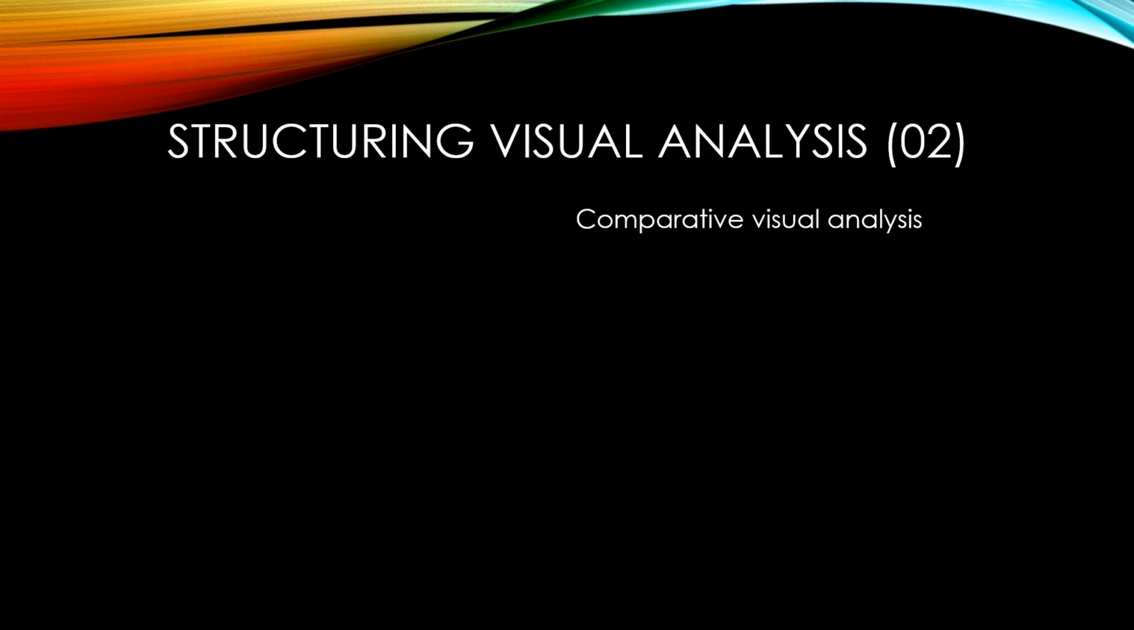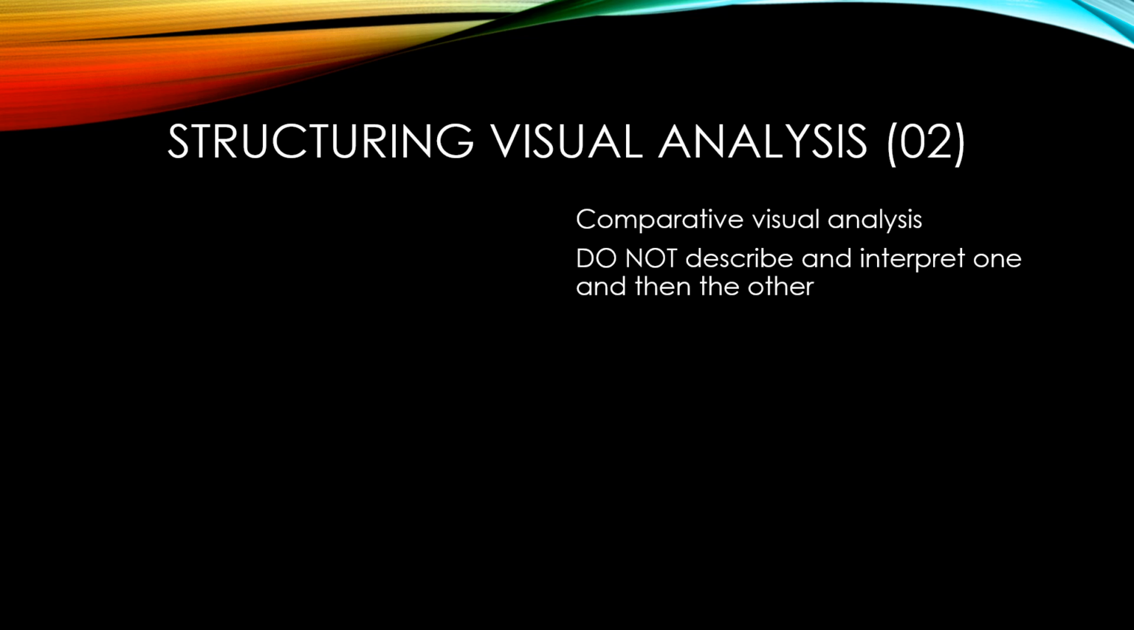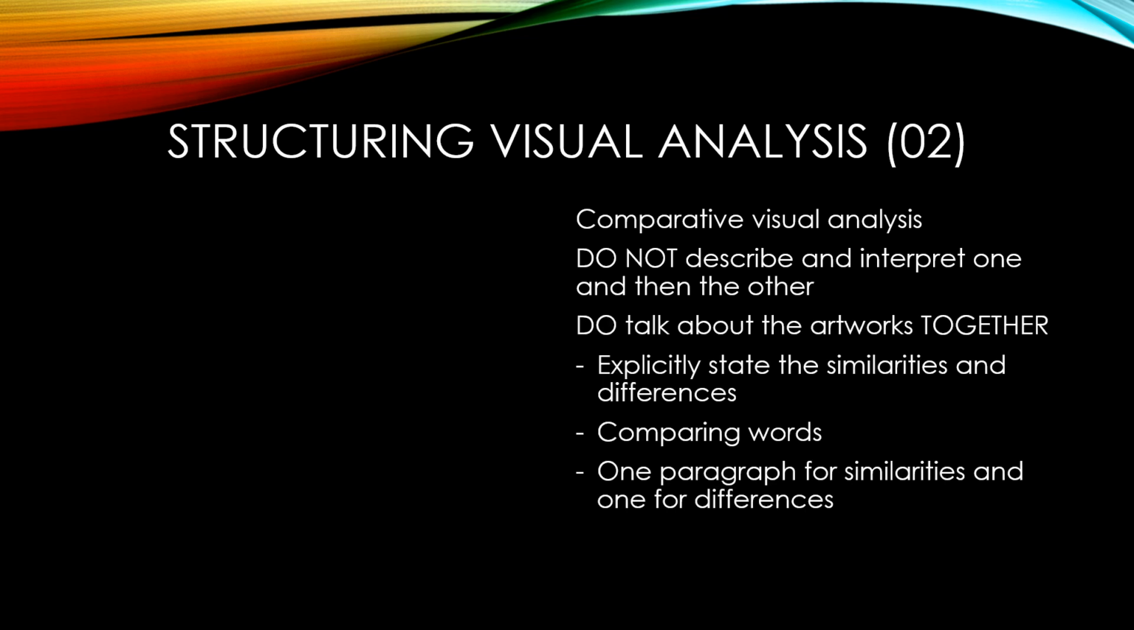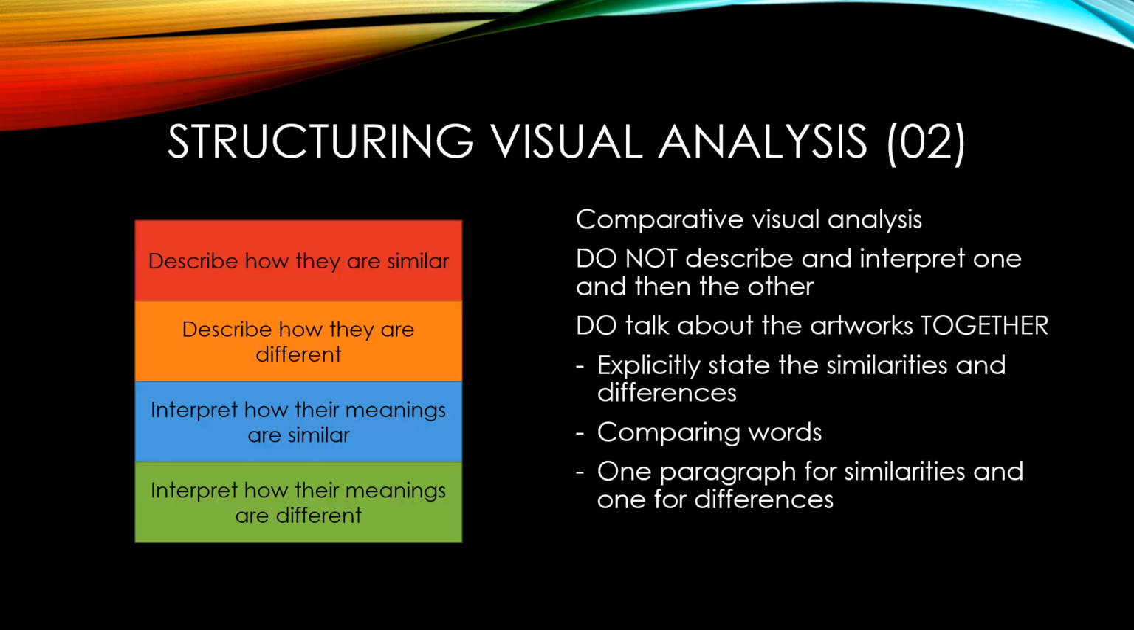When asked to do a comparative visual analysis of two or more artworks or objects, do not describe and interpret one and then describe and interpret the other. Instead, talk about the two artworks together. Make your comparisons obvious. For example, this painting is done in ink, but this painting is done in oil. Remember to use contrasting words like but, however, on the other hand, contrarily, etc. Do not forget the similarities between the two either. Generally, having one paragraph dedicated to differences and another dedicated to similarities can be helpful to organize your comparison.